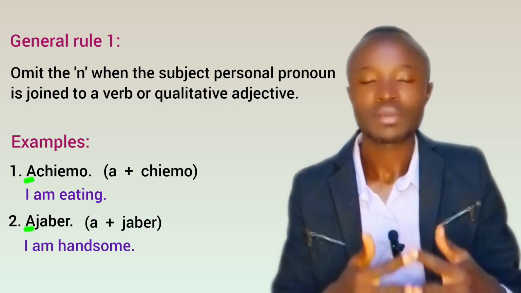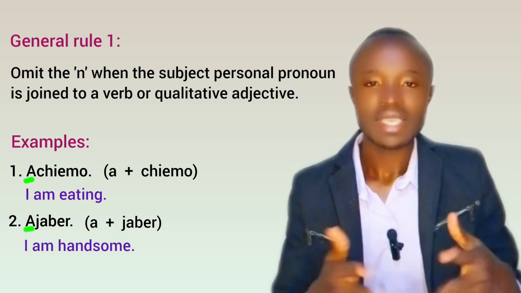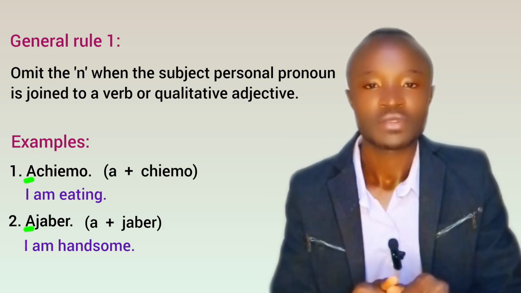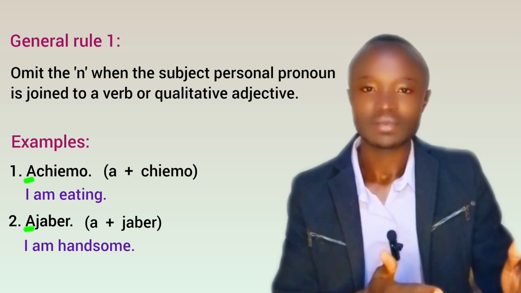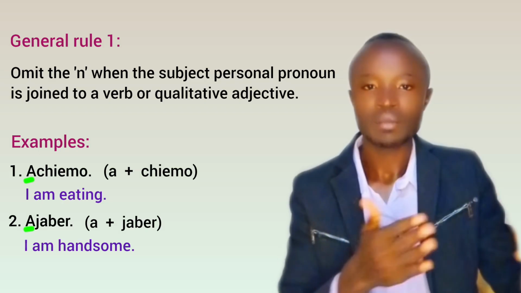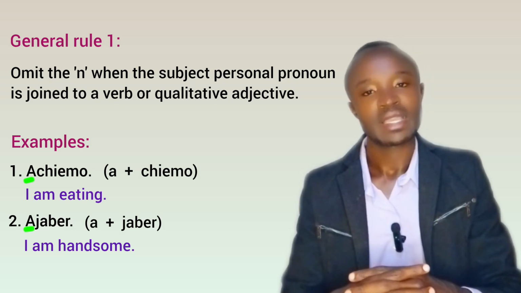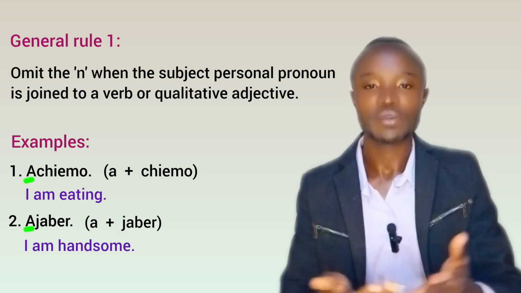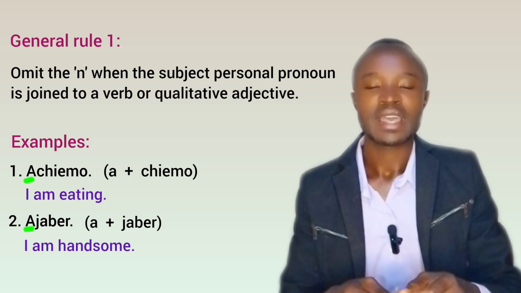There's a general rule that when the subject personal pronoun is succeeded by a verb or a qualitative adjective, then you can easily omit the n sound. For example, when you want to say that I'm eating, you can easily say achiemo. And if you want to say that I am handsome, you can still just omit the an option and use the a option and just say ajaber.